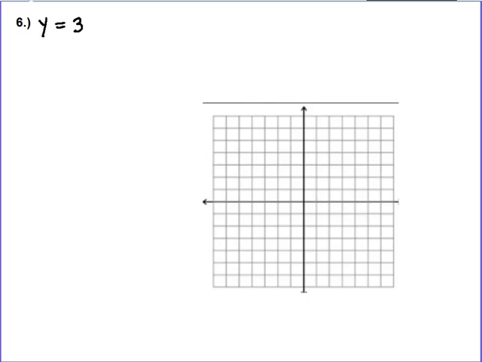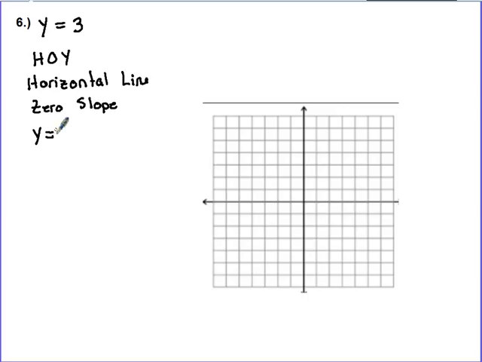The next slide, we have y equals 3. I'm sure you've heard of HOY. H stands for a horizontal line. The O stands for 0 slope. So the slope equals 0. There's no incline or decline there. And then the Y is the equation for all horizontal lines will be y equals. So you go to where y equals 3 on your graph, and you have a horizontal line.